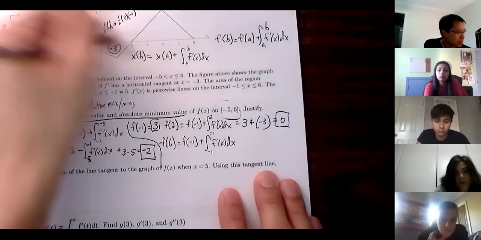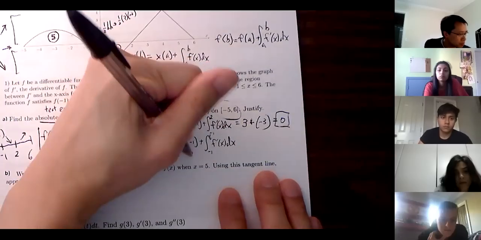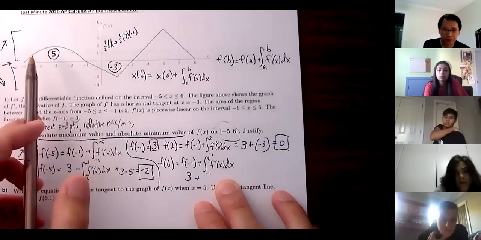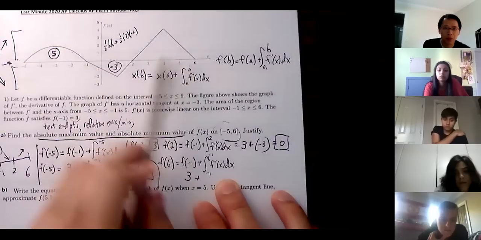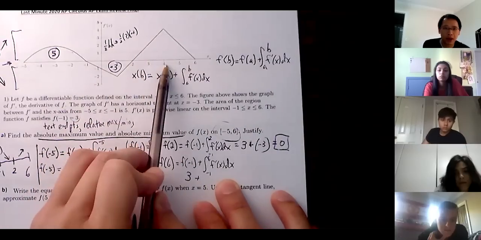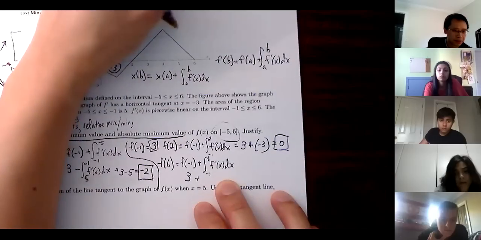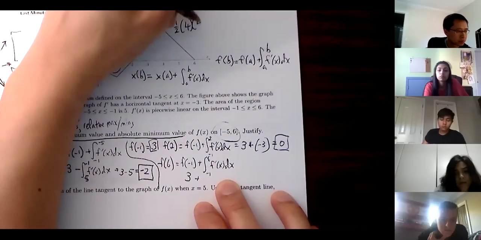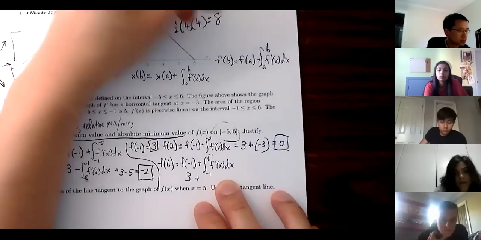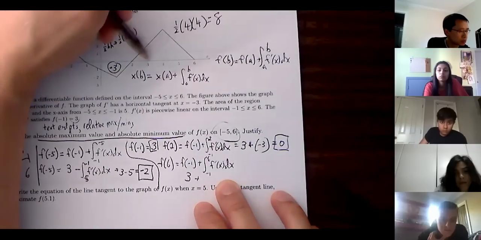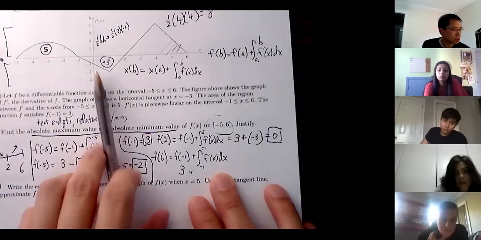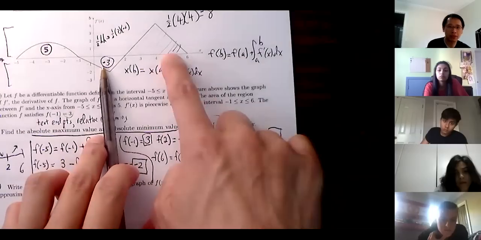All right, f of -1 is 3. And then the definite integral from -1 to 6. We have to find this region as well. So there's another triangle. We have 1/2 base times height. Okay, so that's equal to 8, right? We know this full region here is equal to 8. So we have 3 plus -3 plus 8.